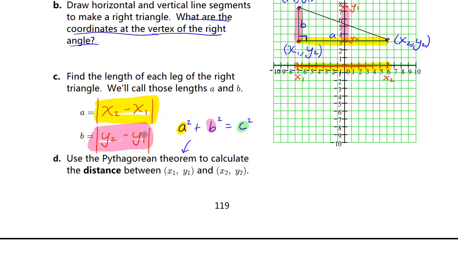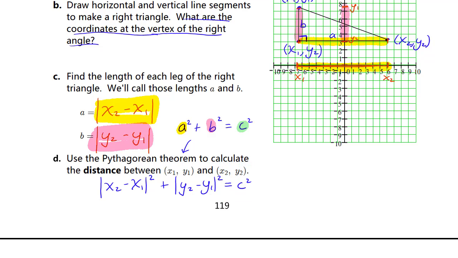Well, let's just plug that into the theorem here. So we're going to take the absolute value of x2 minus x1 squared plus the absolute value of y2 minus y1 squared. That will equal c squared.